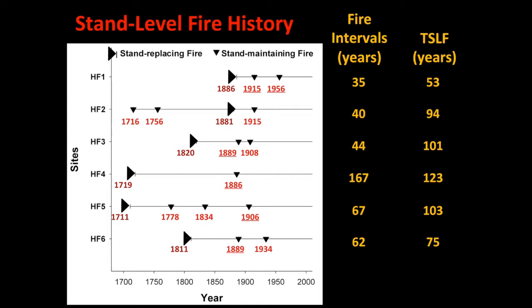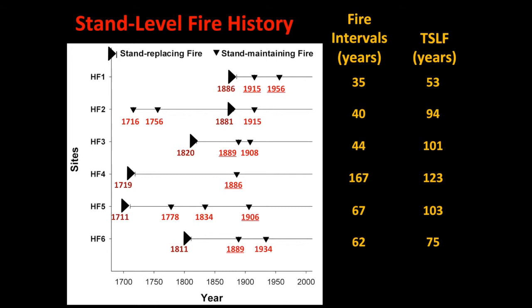If we look at the fire-to-fire intervals then, so we've inferred where we have cohorts that there must have been a fire just preceding the cohort, and we've looked at the fire scar dates, we can see that fires at these sites had intervals of anywhere from 35 to 167 years. So that's a lot of variability amongst the intervals, but many of them are quite short, less than 100 years.